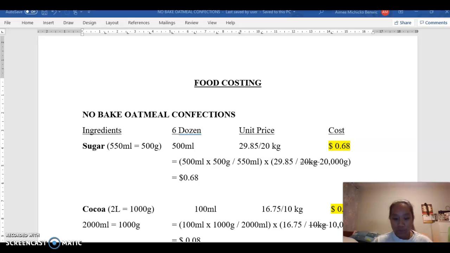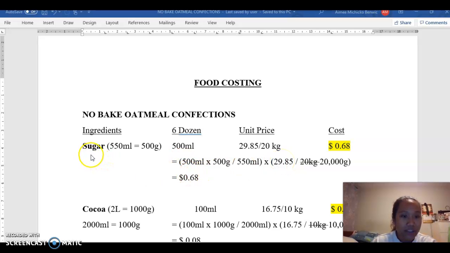Before going to Excel, we have to do our paper calculation first, because sometimes Excel won't give you the accurate answers. So let's start off. Here are the ingredients for 6 dozen cookies. These are the unit prices and we have to find the cost. I already computed it, so I'll show you how to do it.